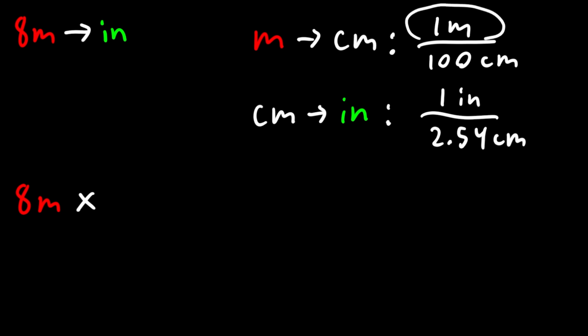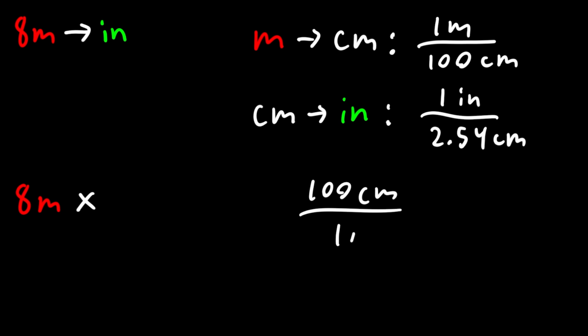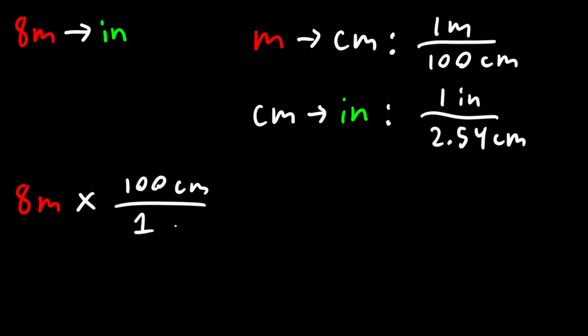Notice how meters is in the numerator. We need the meters to cancel out with the meters here. So meters has to be in the denominator. Recall that with conversion factors, we're allowed to flip the conversion factor. We're allowed to find the reciprocal because the ratio is still the same. So we can multiply this by 100 centimeters over 1 meter. Notice how the meters, they cancel out.